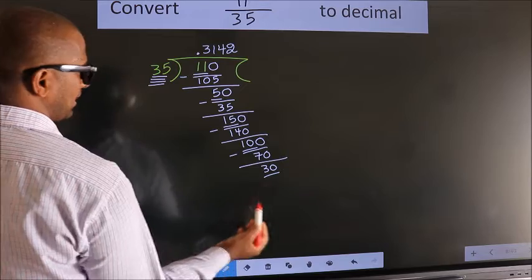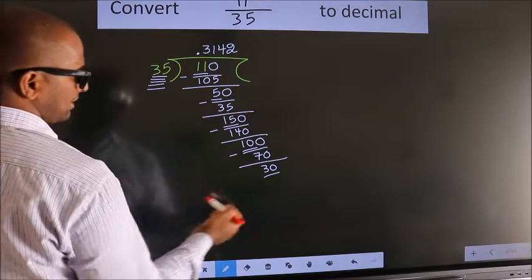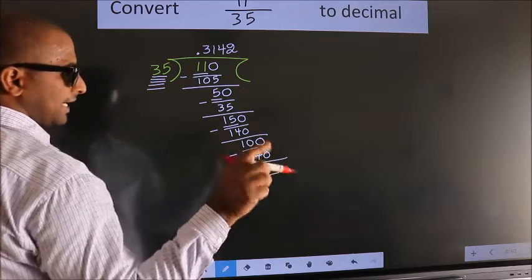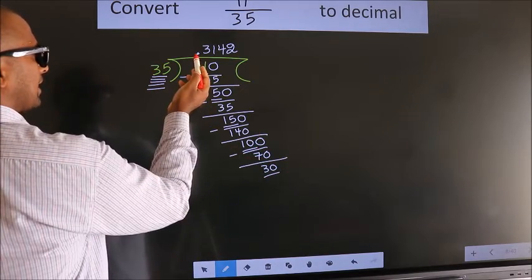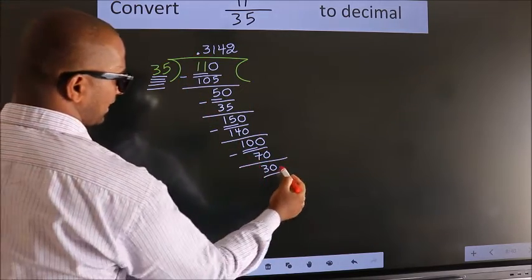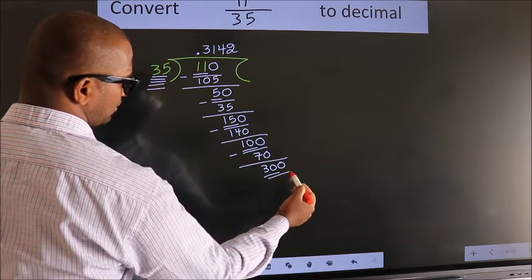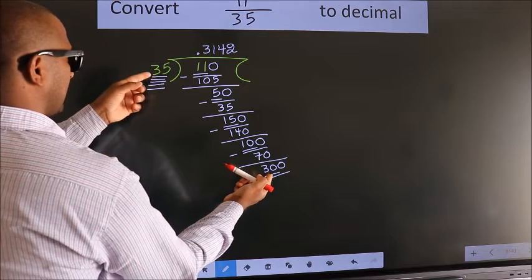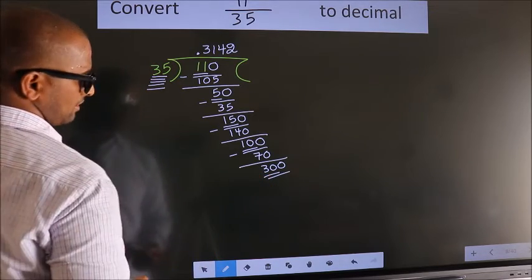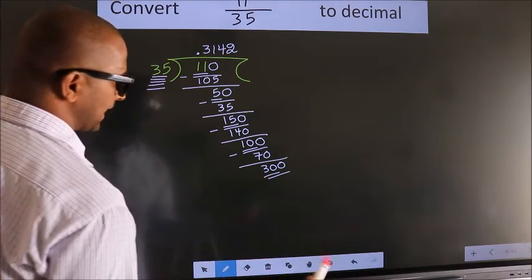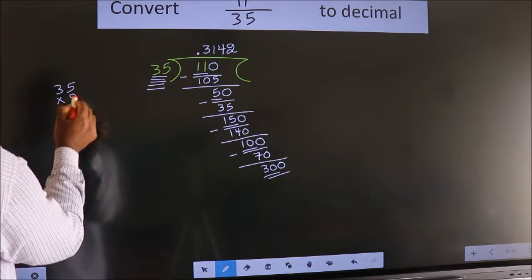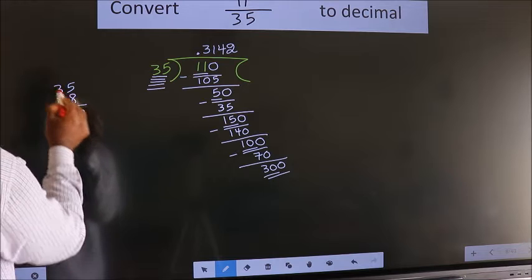Here we have 30, here 35. 30 is smaller than 35, and we already have the decimal, so we can directly take 0. So 300. A number close to 300 in the 35 table is, let us go with 8. So 35 8 times. 8 5s 40, 0 4.